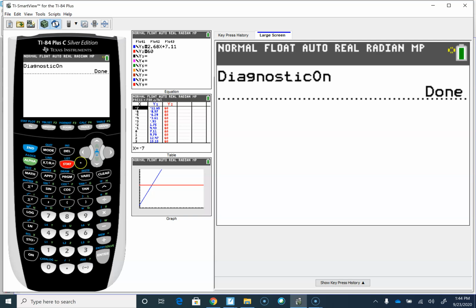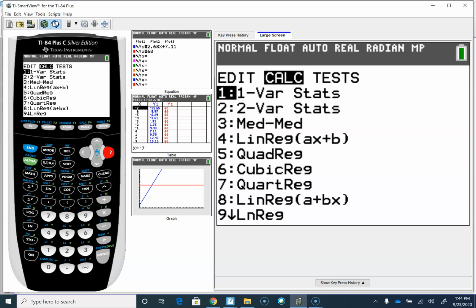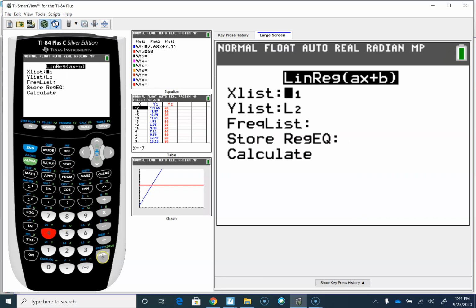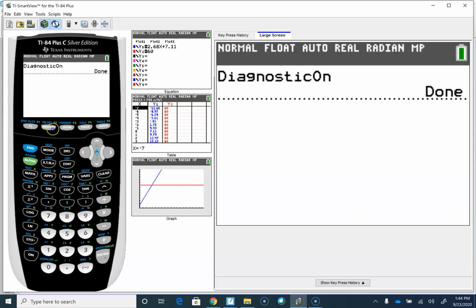Make sure that's on. Now I'm going to go back and take my stats. I'm going to calculate that line of regression. I'm going to move through this so it's tabulating it as it goes.